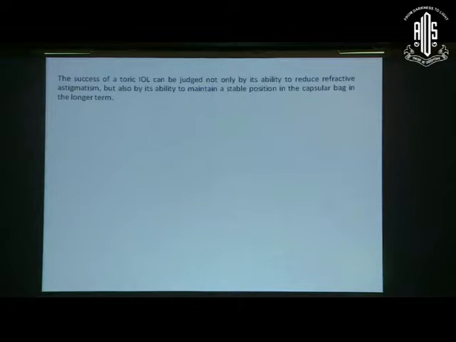So the entire story of a toric IOL depends on its ability to correct the astigmatism, which again depends on how stable the lens sits in the bag. It's all good to have a good surgery, put the lens in, but if the lens rotates, then you've had it. Literature says that a 3-degree rotation will remove the astigmatic correction by 10%. A 10-degree rotation would reduce it by 30%, and a 30-degree rotation of axis nullifies the entire astigmatic correction. So rotational stability is very important.